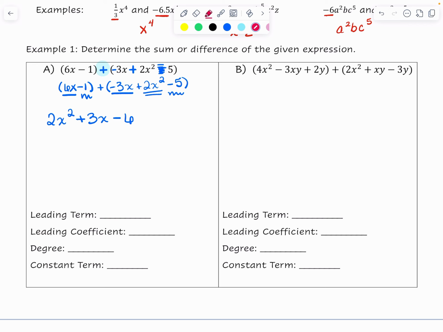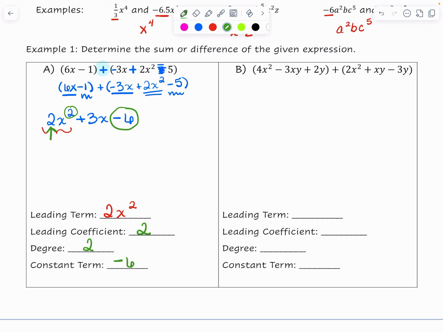All right, so what's my leading term? My leading term is the first term in the polynomial. So the leading term is 2x squared. What's the leading coefficient? Well, the coefficient of the leading term is 2. What's the degree? The degree is the exponent, the highest one. So in this case, that would be 2. And then what is the constant term? The constant term is the one without the variable. So that's negative 6.